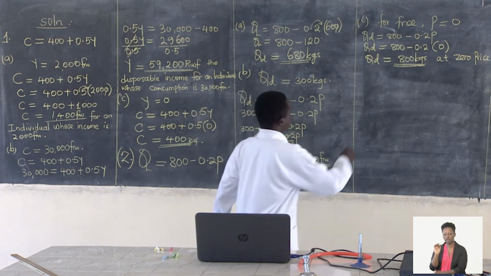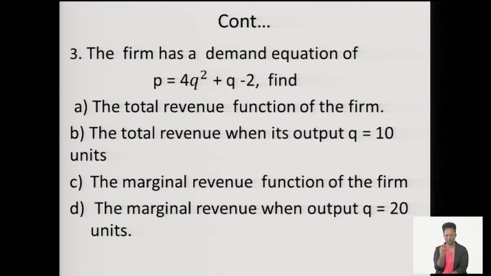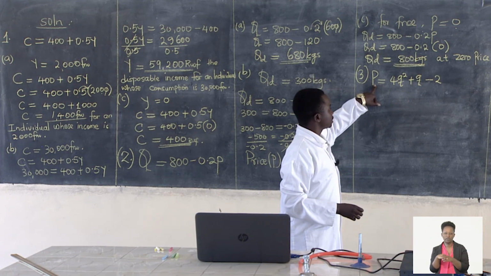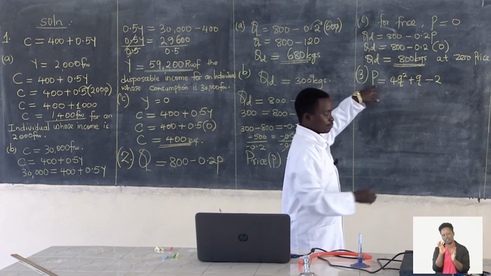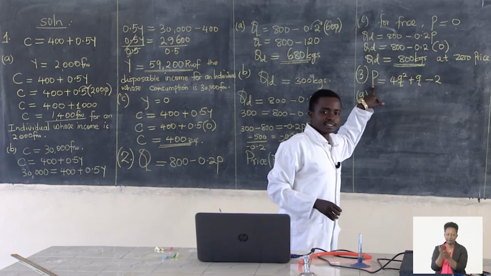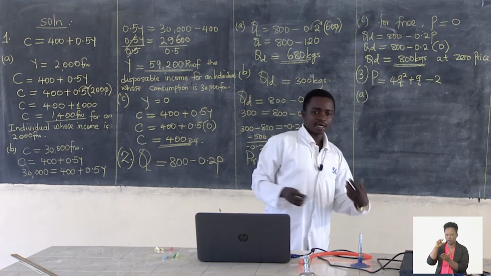our question 3. We have a firm that has a demand equation of P equaling 4Q squared plus Q minus 2. So the Q represents the output, the quantity of output, and P represents the price.